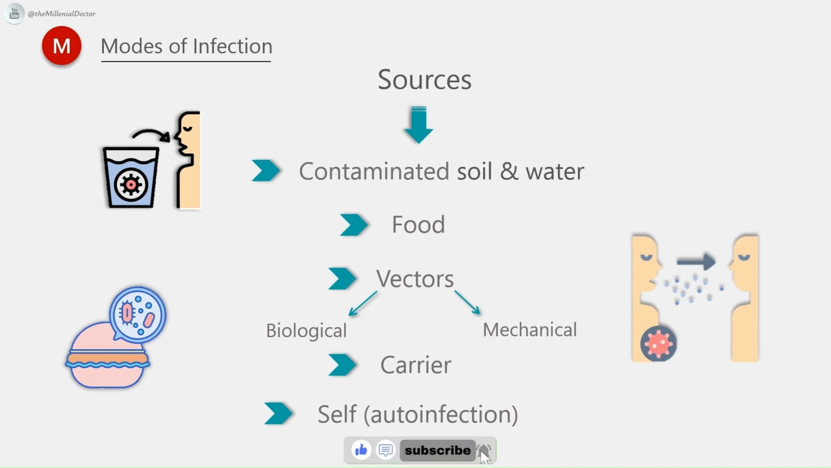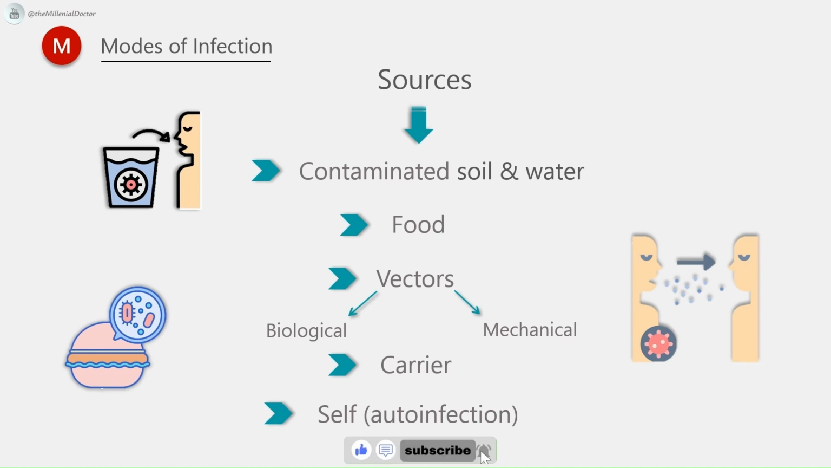Next, mechanical vectors. The term mechanical vector refers to a vector which assists in the transfer of parasitic form between hosts but is not essential in the life cycle of the parasite. Example of mechanical vectors: housefly in case of amoebiasis. Then animals, domestic animals, that is cow, example Taenia saginata infection, pig, example in Taenia solium infection, dog in case of Echinococcus granulosus. Next, carrier.